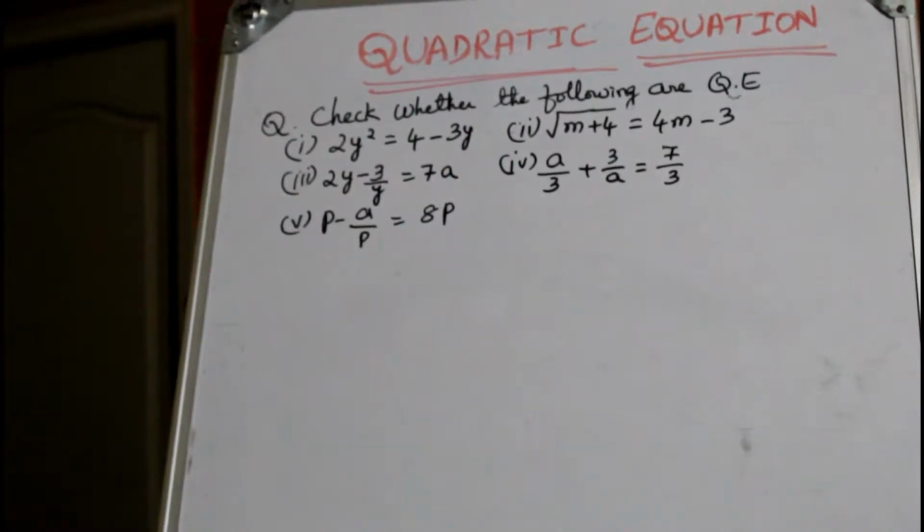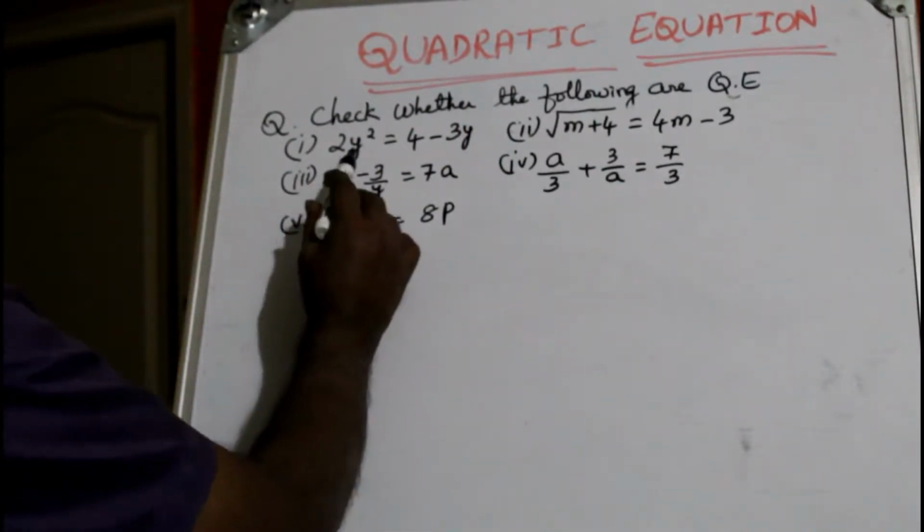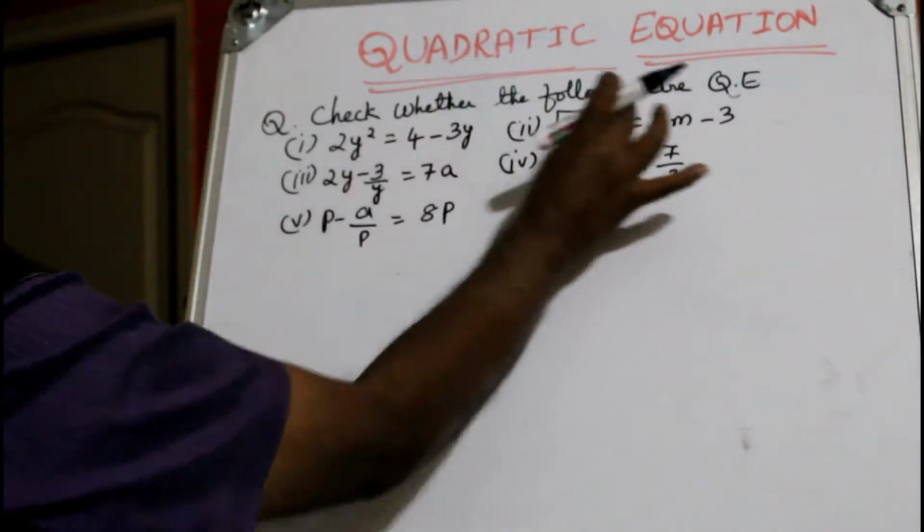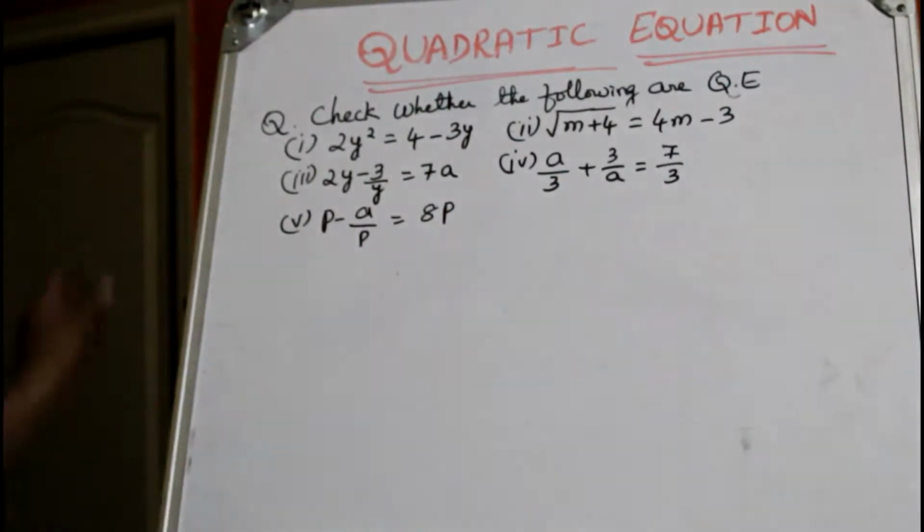So these are the last set of 5 sums. You must not think a quadratic equation will always have x. It can even have y, or any variable like y, m, a, p and all. When it comes in y, it's called a quadratic equation in y.